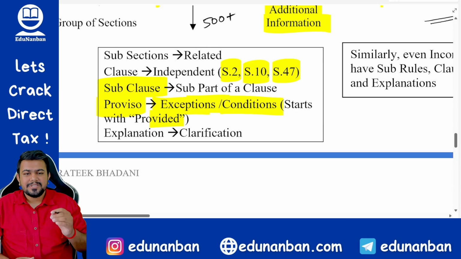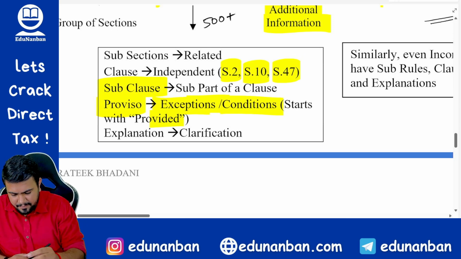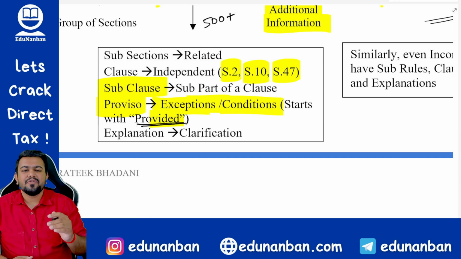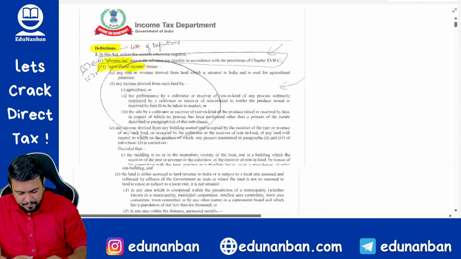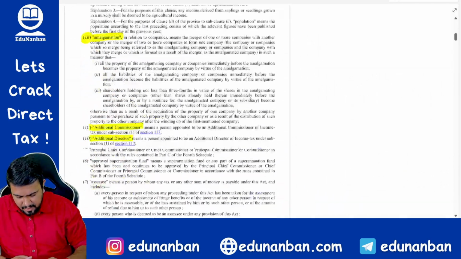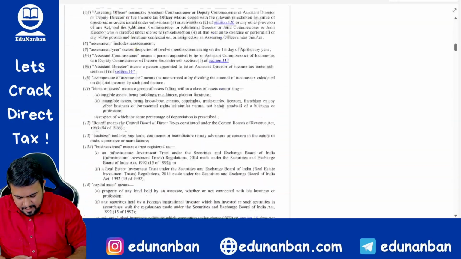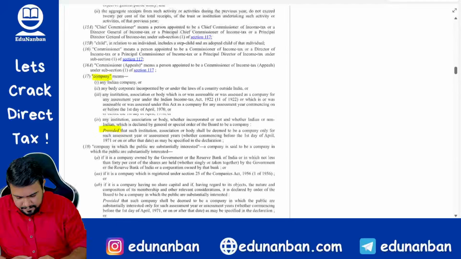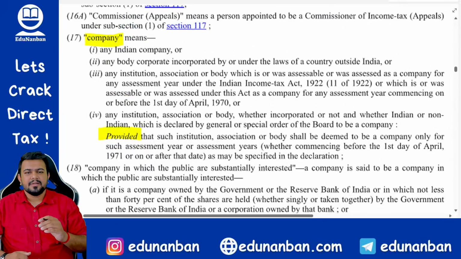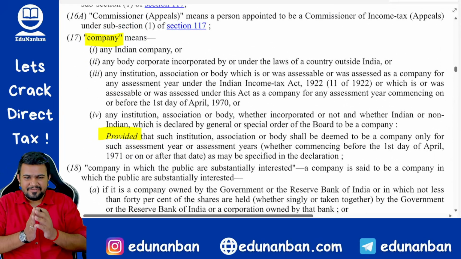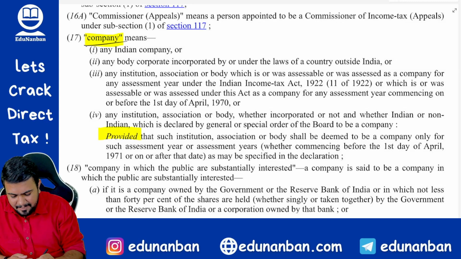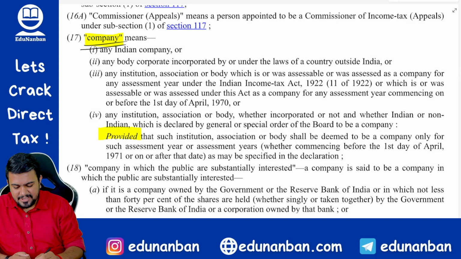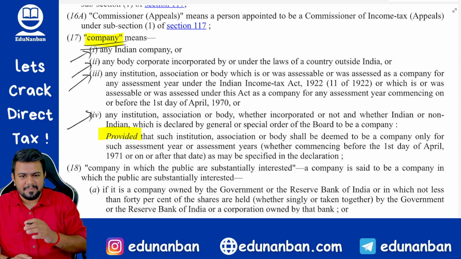So proviso starts from the word provided. Let me give you an example for a proviso. We'll jump to section number 2 and let us talk about the definition of company. There is a company definition, which we are going to learn in a few classes' time. There is a company definition in the Income Tax Act, which contains different items, whom and all will be called a company as per Income Tax Act.